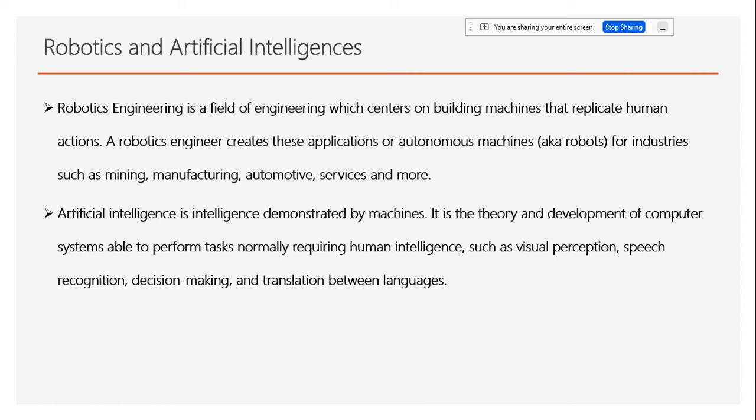is intelligence demonstrated by machines. It is the theory and development of computer systems that are able to perform tasks normally requiring human intelligence, such as visual perception, speech recognition, decision making, and others. Before I started, I said there are two different things entirely, but related. When we talk about robotics, we said it is building machines to replicate human actions. Now, how will this machine replicate human actions? It is by writing programs that can help perform these human actions.